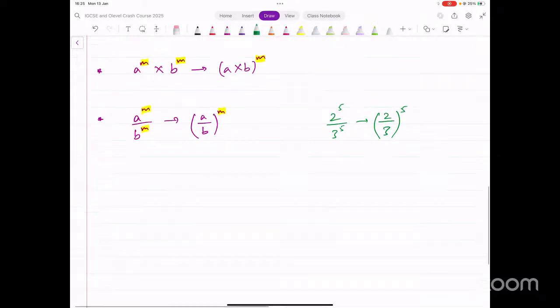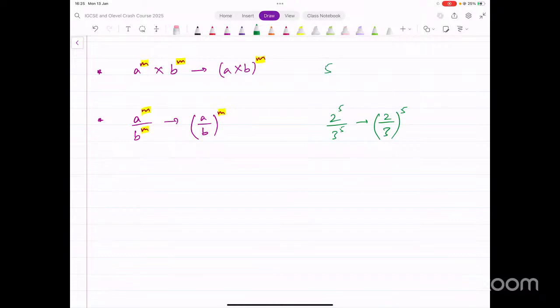What would be an example of this? You could have something like this, for instance, 5 raised to power 3 into 4 raised to power 3.